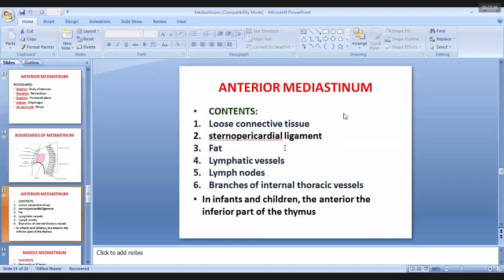The contents of the anterior mediastinum: it is the smallest subdivision of the mediastinum and only contains loose connective tissue, fat, a ligament, the sternopericardial ligament that connects the posterior end of the sternum with the pericardium, lymphatic vessels, mediastinal group of lymph nodes, and the branches of the internal thoracic vessels. In infants and children, the anterior mediastinum also contains the inferior part of the thymus, but after puberty, the thymus regresses, so it only lies in the superior mediastinum.